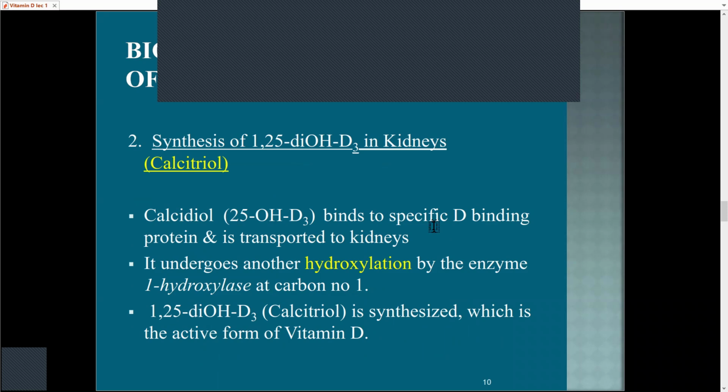Step 2 occurs in the kidneys. Calcidiol is again bound to the vitamin D binding protein and transported to the kidneys. Here, the enzyme 1-hydroxylase adds another hydroxyl group, this time at the number 1 carbon. The final product is 1,25-dihydroxycholecalciferol, which is calcitriol, the active hormonal form of vitamin D.